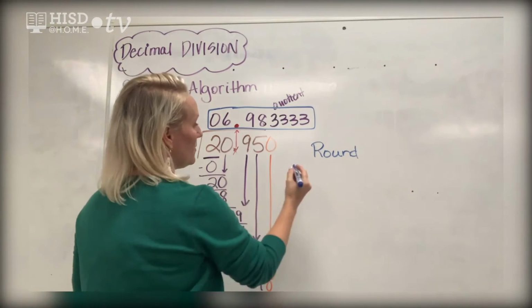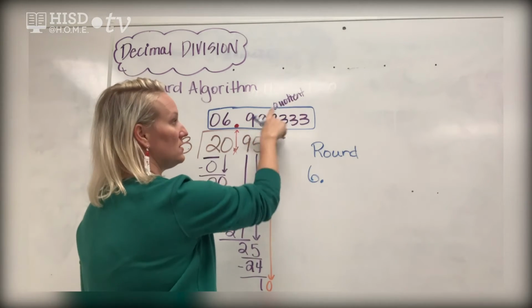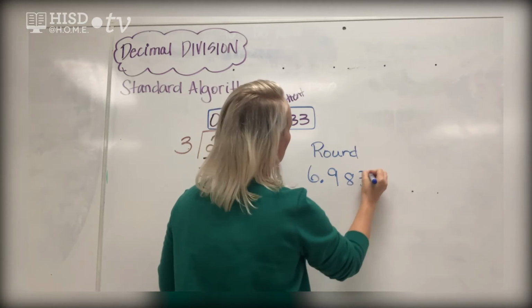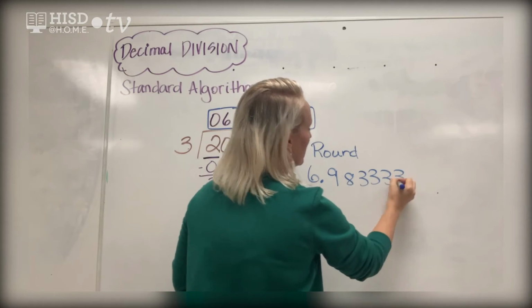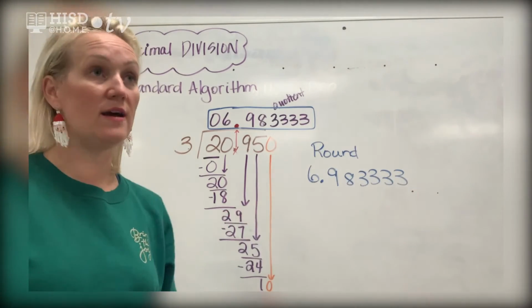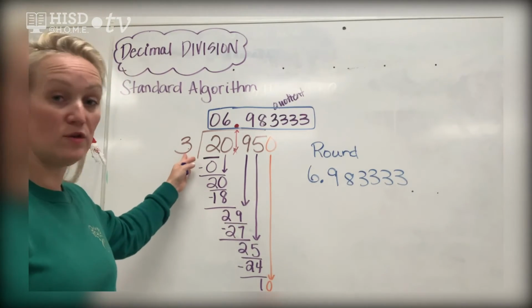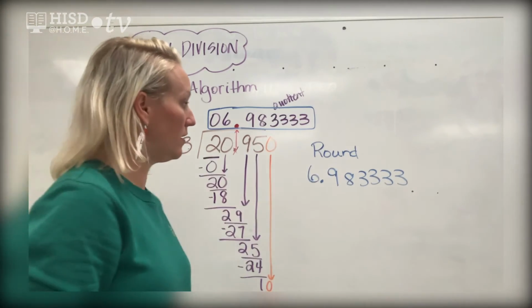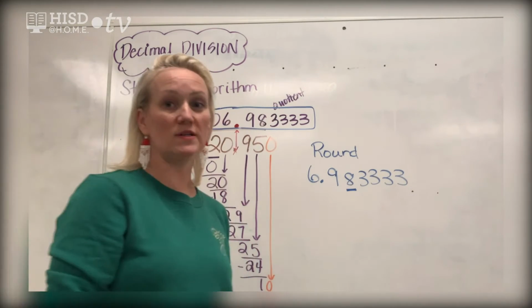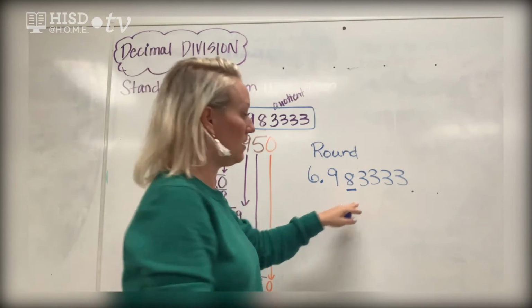So I would take my quotient. The quotient is the answer, 6.98333. This is called a repeating decimal. It means it would go on and on. It would never turn out to be something equal with no remainder. So since we're talking about money, I'm going to stop at the hundredths place, because we don't talk about coins past the hundredths place because there aren't any.